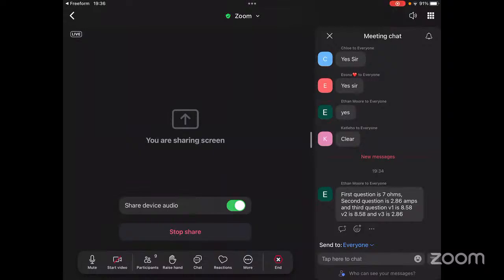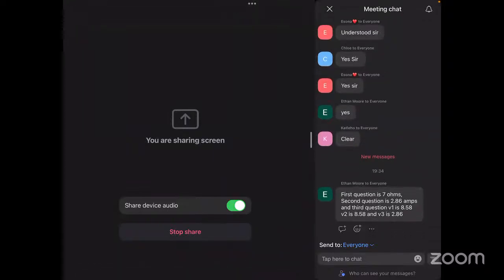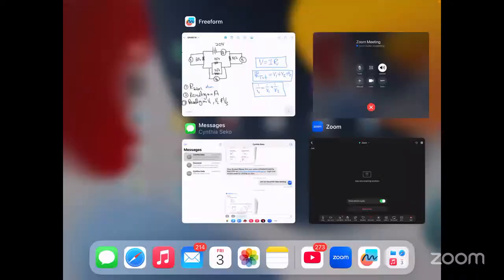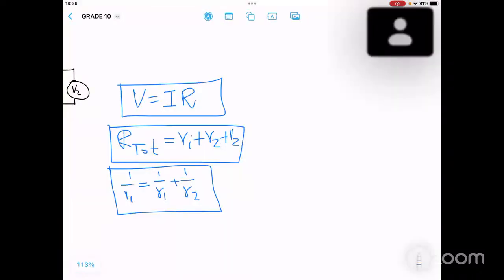Okay, the first question is 7 ohms, the second question is that many amps, and the third question, V1, V2, V3 are that. Okay, we've got the first answer there.